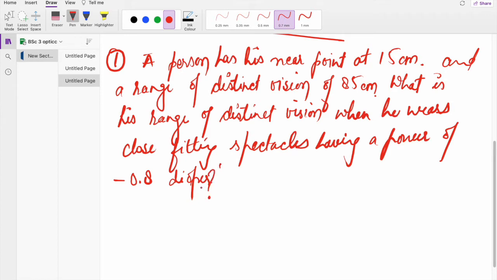So here we are given that a person has his near point at 15 centimeter and a range of distinct vision of 85 centimeter. We have to calculate what is the range of distinct vision when he wears the close fit spectacles having a power of minus 0.8 diopter.